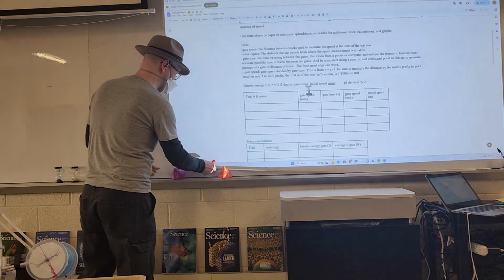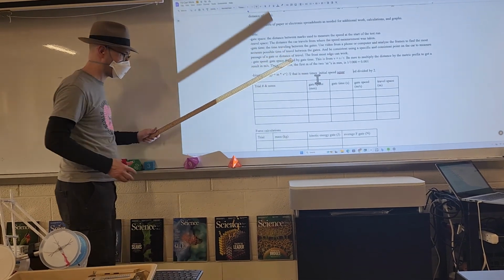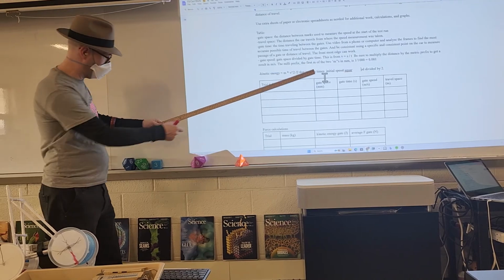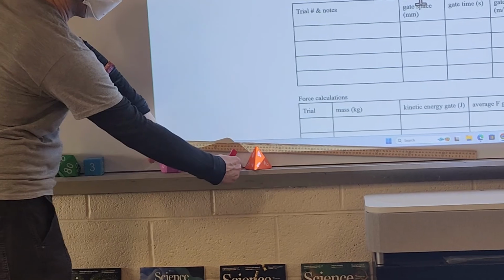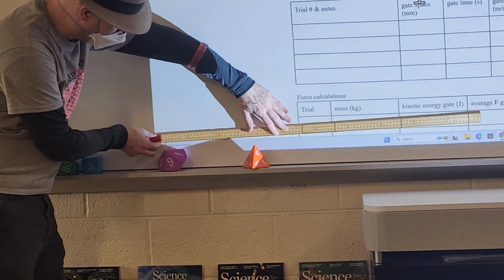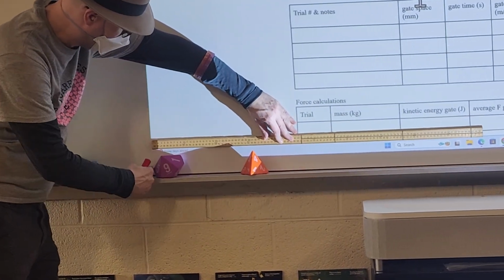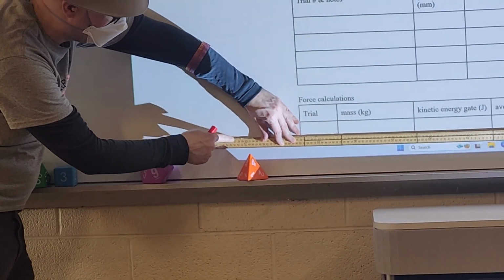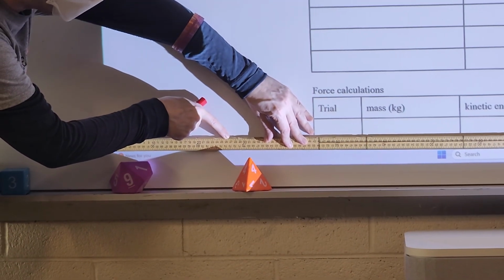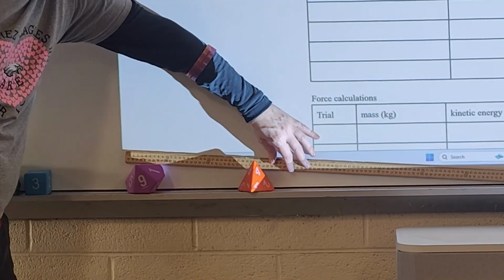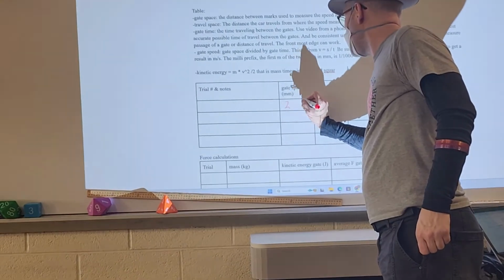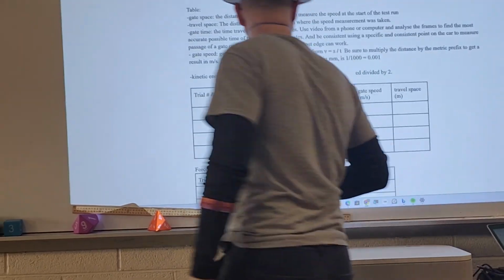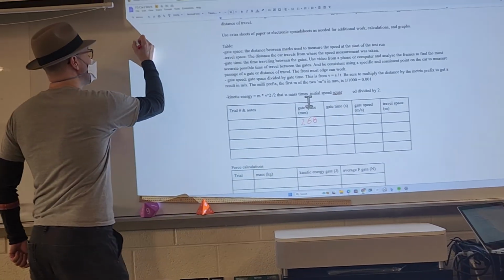So if I have these two marks, I can measure the distance between the marks, and I want to be consistent, so I'll choose the start of each mark. That's where I'll measure from. So I'm going to measure from here to here, and I can look at that on the meter stick. From this point to this point, it looks like it's 26.8 centimeters, 268 millimeters. So my gate space is 268 millimeters.